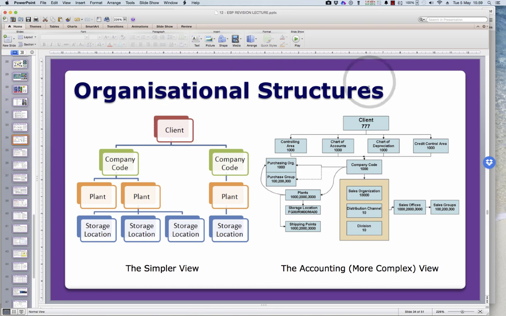So here's an accounting view where you also have controlling areas. That's a management accounting area. That one's Germany.